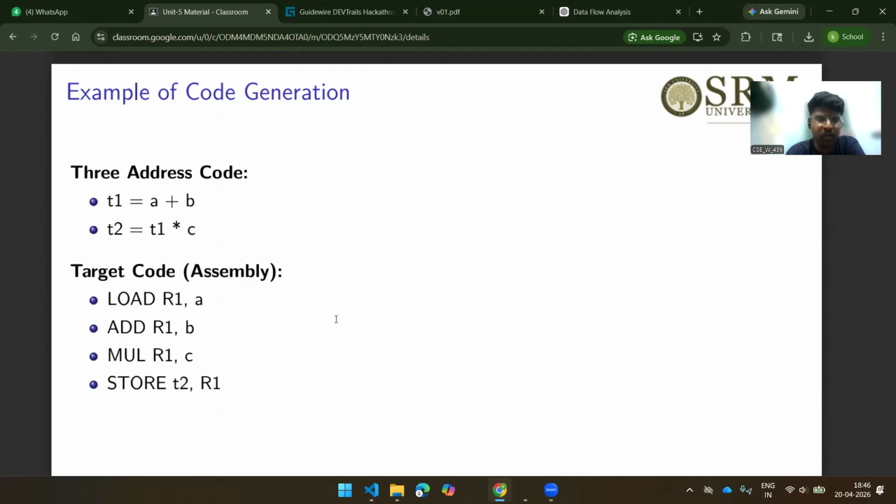Everything happens through registers. That's because direct memory operations are always slower. Efficient register usage is what separates optimized code from slow code.